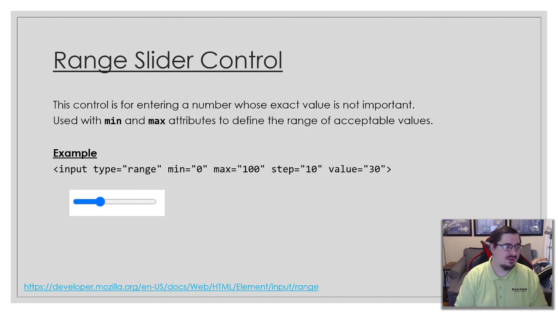If I don't specify that step, it'll just be a floating point number. It'll be any value in between. So step with ranges is usually a good thing to kind of limit how many decimal points you get back from them picking something. And then you'll also see I've got a value. Value sets, again, just like all the other inputs, the initial value of that input. So initially it's going to be at 30.